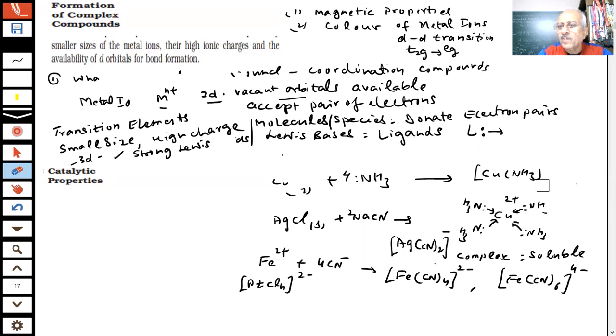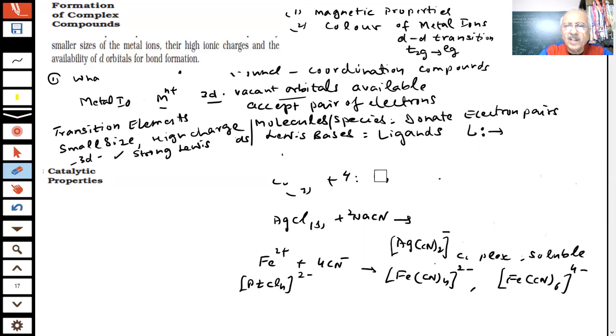The question was asked on what is the reason they form complexes, students. The size should be small, the charge should be high, and they should be strong Lewis acids with vacant orbitals available. Then only can complexes be formed.